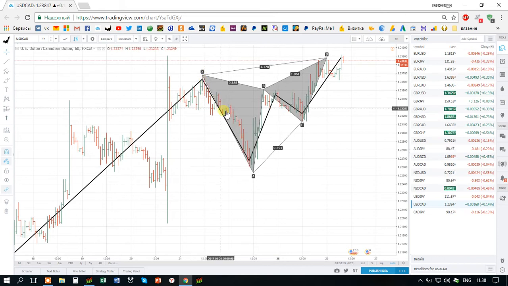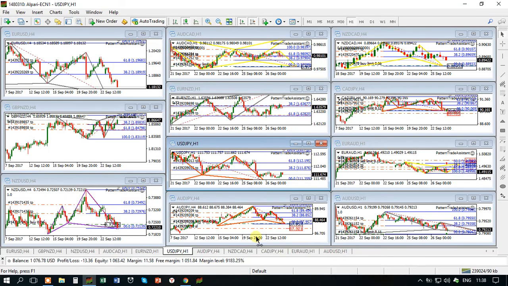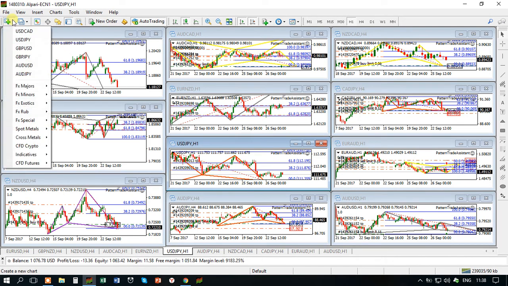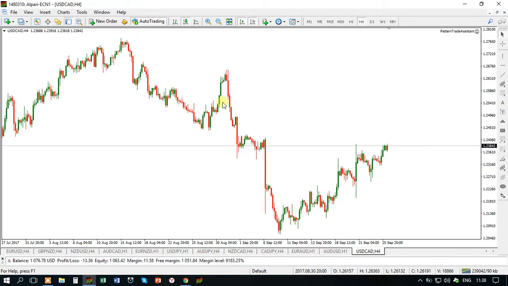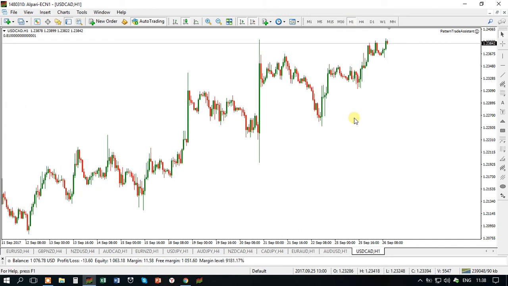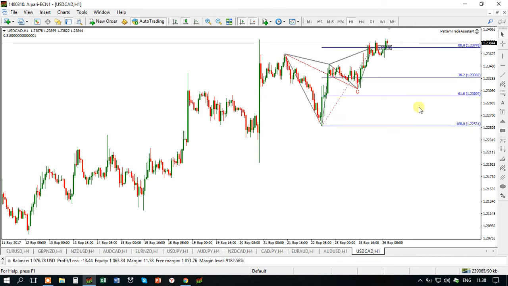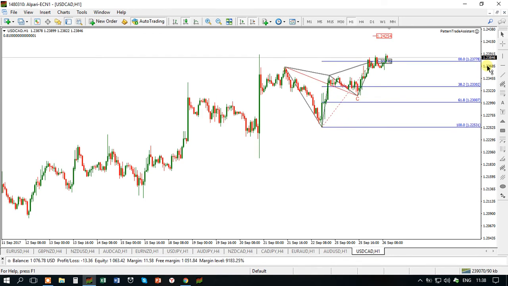Okay, so this is obviously one leg movement. We have a butterfly formation and I think it was triggered already. And let me find it on dollar Canadian. USD CAD, nothing, no USD CAD here. Let me go to 1 hour. Let me draw the pattern. And the pattern is already completed.